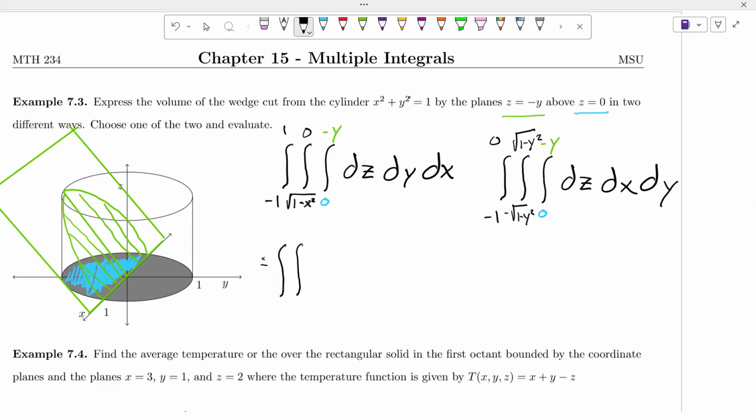my first integral is going to give me -y dy dx, where again, I'll go from the negative square root of 1 minus x squared to 0, and -1 to 1 for x. And I can see after integrating, I'm going to have a -y squared, which means that I won't even have to deal with the square root by the time I get to my third integral.